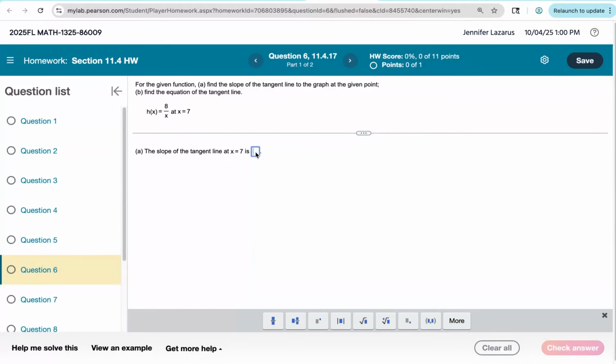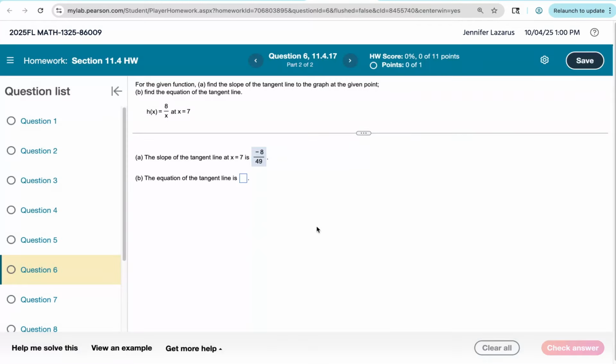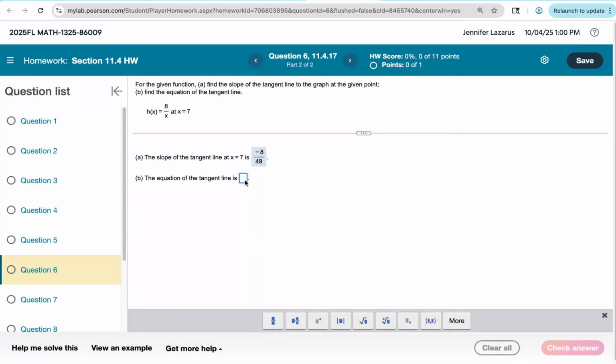Okay, the slope we said was negative 8 over 49. And then the equation, let's see if they let us do it. Y minus 8 over 7, they may make us do it the other way, but we'll see. It's easy to move it over, but equals, and then we've got negative 8 over 49, and you can put the negative anywhere, but I'm going to put it just outside. 49 times x minus 7.